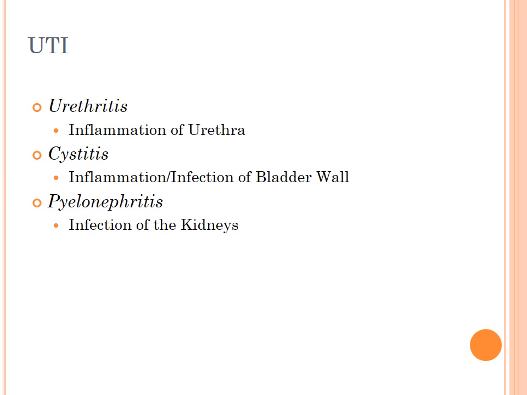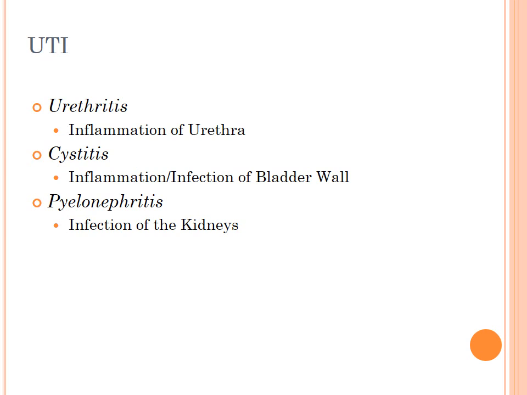Treat the cause. If it's because of irritation, reduce the irritation. Antibiotic is prescribed when it's bacterial. Pyridium is a medication that's an analgesic, and it's given to treat the painful urination. And patient teaching includes that it's going to turn the urine orange.